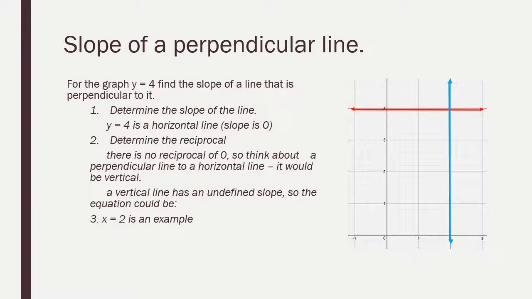If they give you x equals 2, which would be this blue line, then you know that a line parallel to it would also have an undefined slope. A line perpendicular to it would have a 0 slope.